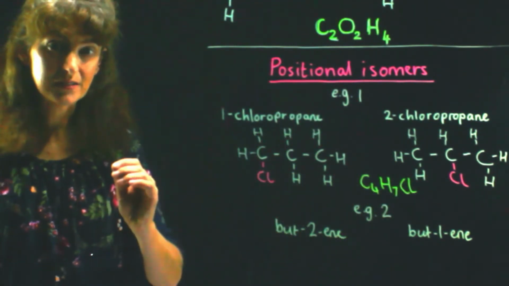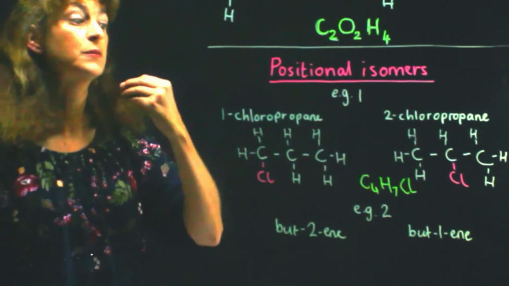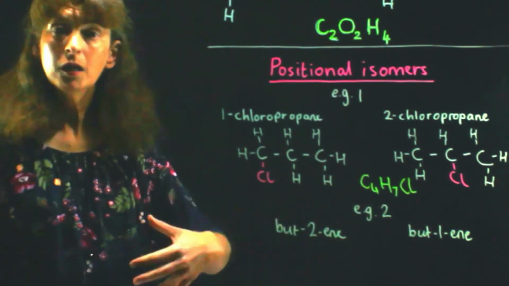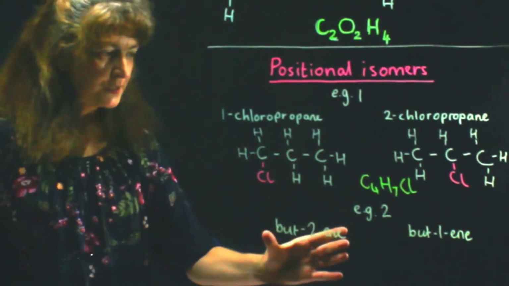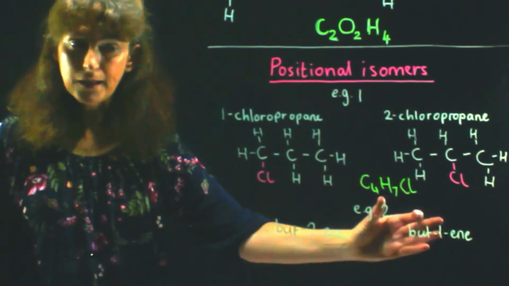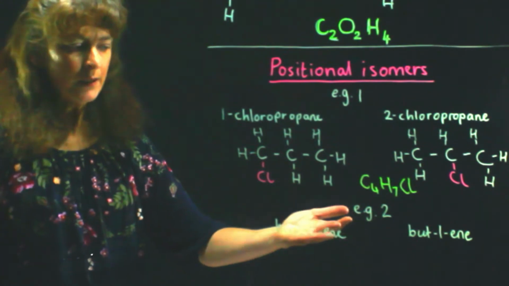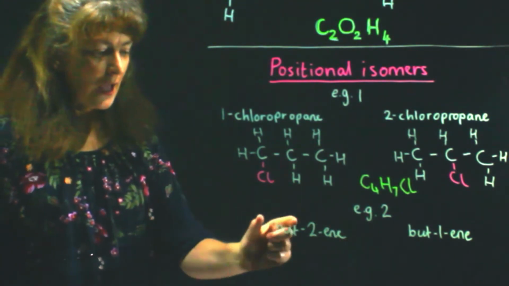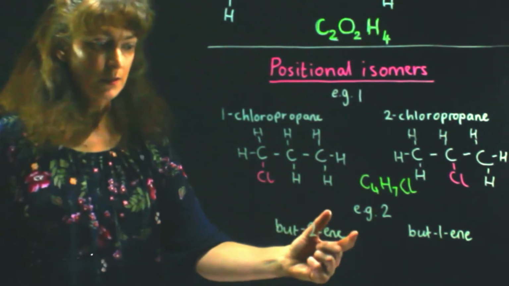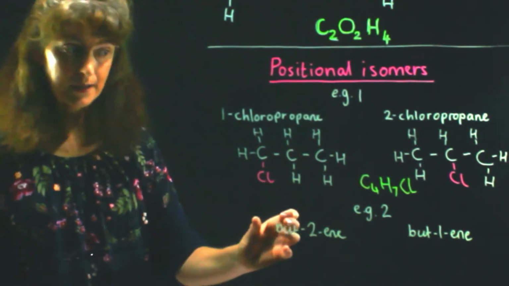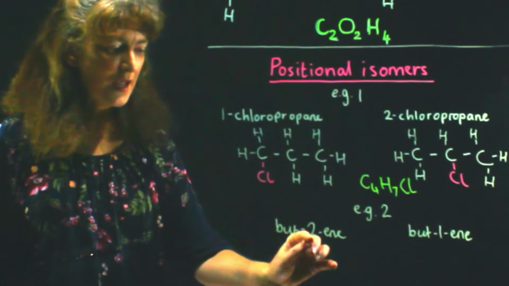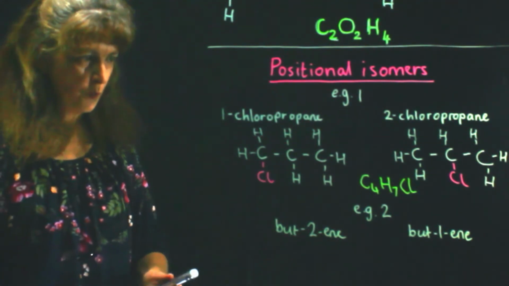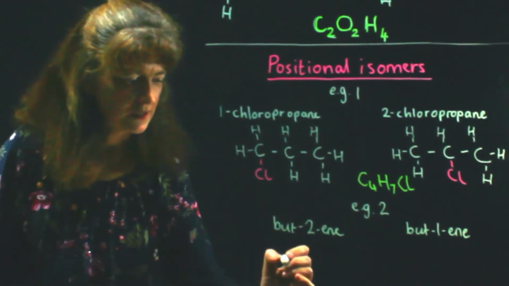Let's take another example where the position, now not of the substituent, but of the functional group differs. So here we have but-2-ene and but-1-ene. They're both butenes. In other words, they're both alkenes. They have a double bond in them. And they're both butenes. They have 4 carbon atoms. How do they differ? Where that double bond is. So let's start by just drawing the 4 carbon atoms in each case.